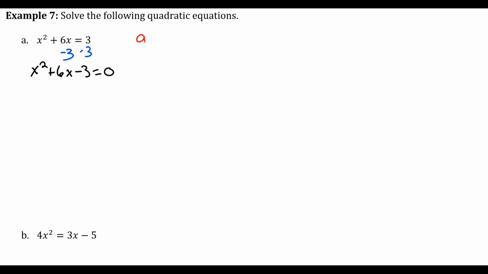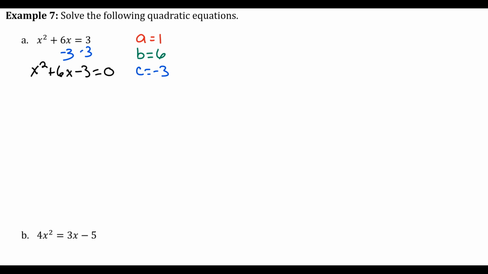So my a in this case is 1. It's that understood 1 in front of the x squared. My b is a positive 6. It's the number attached to the x. And my c is a negative 3. Pay attention to those signs, okay?